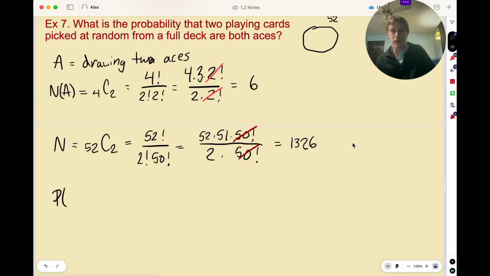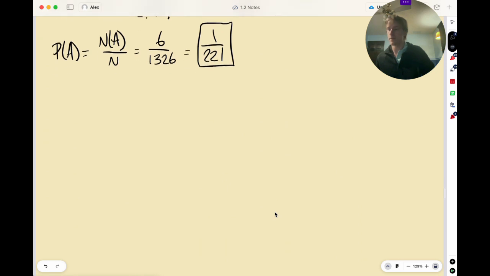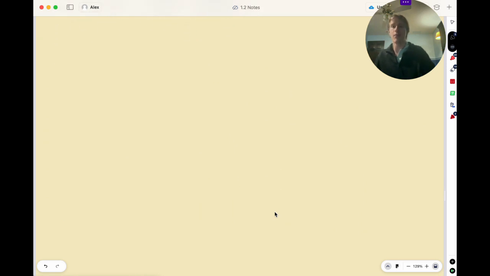We get that the probability of A occurring is the number of ways A can occur divided by the total number n. So we get 6 over 1326, which is about 1 in 221, which tracks, right? It's not very likely at all. It's going to be far less than 1%. Okay, let's do one more example.